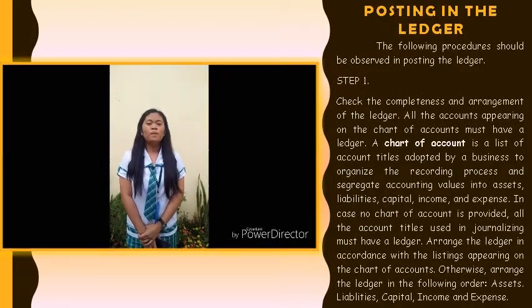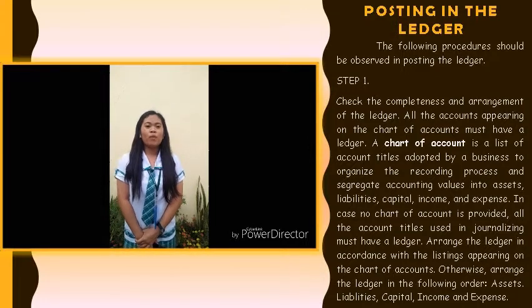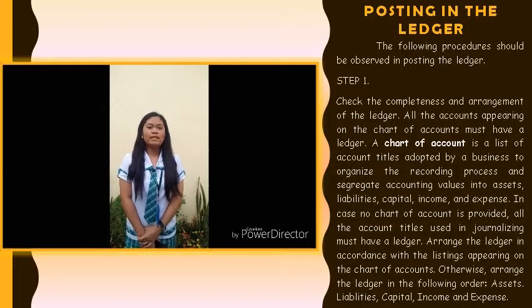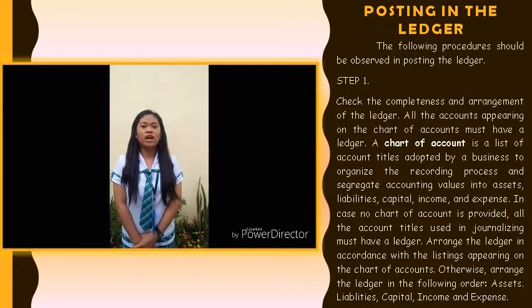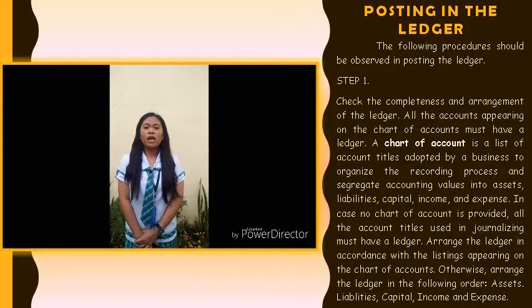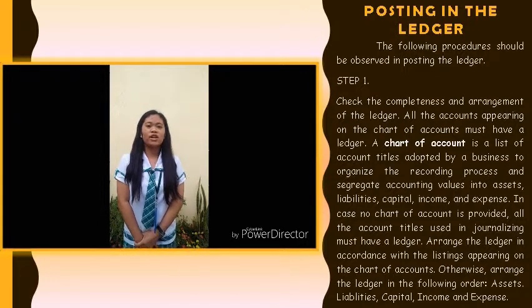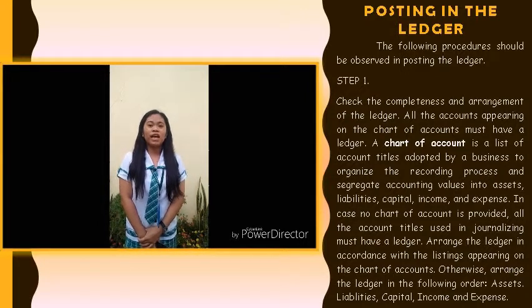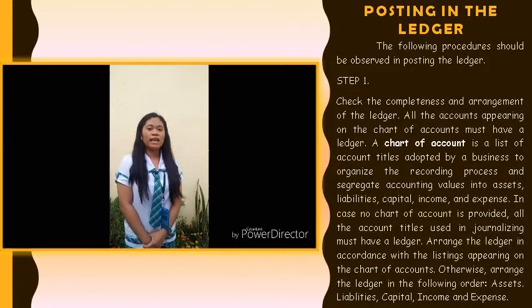Posting. The following procedures should be observed in posting in the ledger. Step 1. Check the completeness and arrangement of the ledger. All the accounts appearing on the chart of accounts must have a ledger. A chart of accounts is a list of account titles adopted by a business to organize the recording process and segregate accounting values into assets, liabilities, capital, income, and expense.